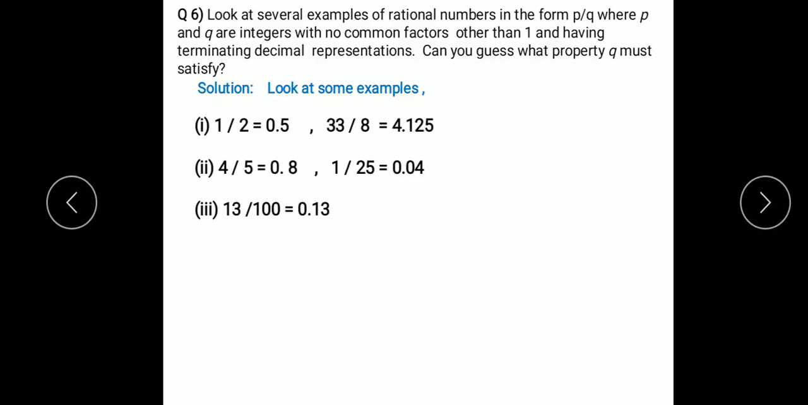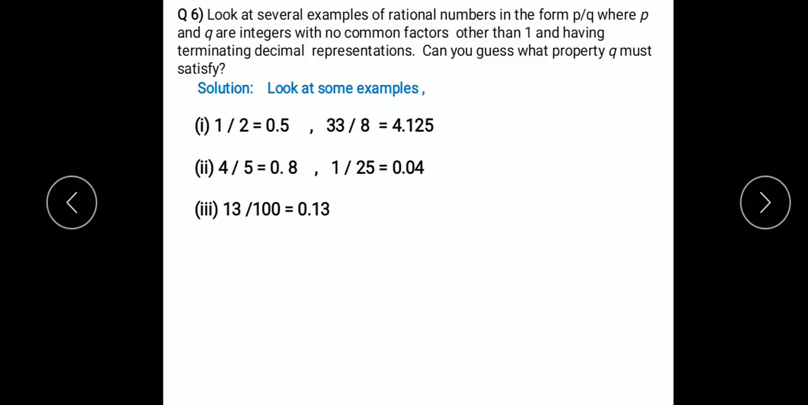Come to question number 6. Look at several examples of rational numbers in the form of P by Q, where P and Q are integers and have no common factor other than 1 and have terminating decimal representation. Can you guess what property Q must satisfy? To guess the property, let us have a look at some examples which involves P and Q, the numerator and denominator, as co-prime integers and the decimal expansion as terminating one.